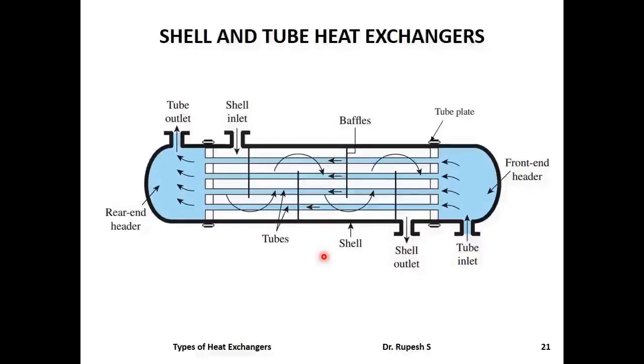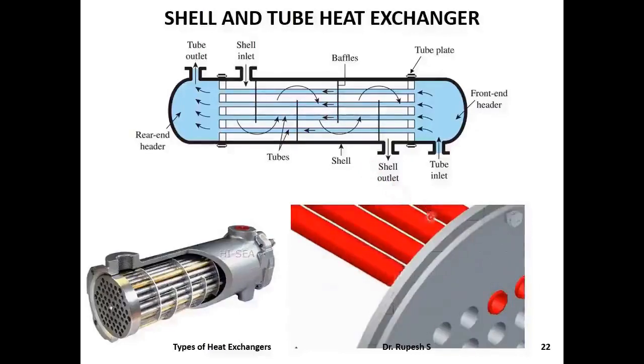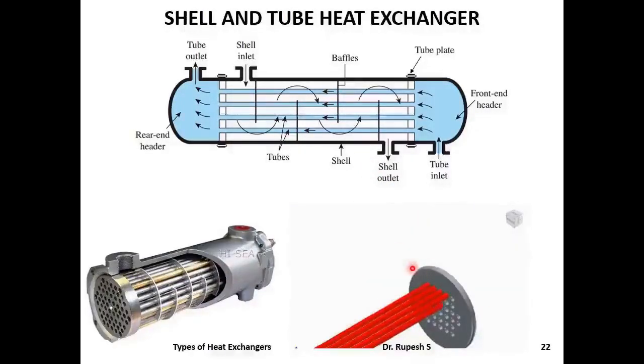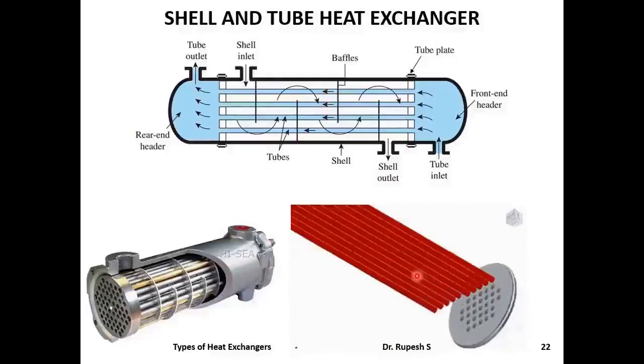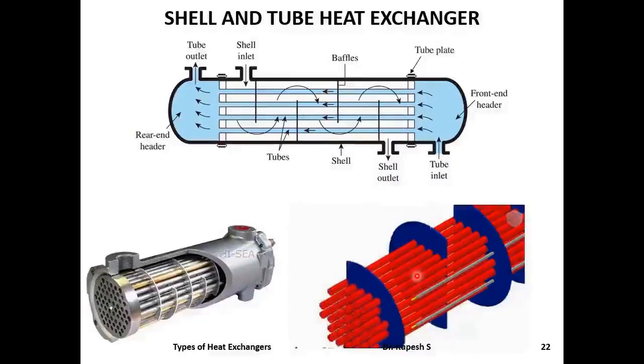Shell and tube heat exchanger is a common type of heat exchanger in industrial applications. It consists of a bundle of parallel tubes enclosed in a large shell. Main parts of the heat exchanger are a shell, bundle of parallel tubes, tube inlet and tube outlet for tube fluid, shell inlet and shell outlet for shell fluid, baffles, headers on both ends, and tube plate. Tubes in the heat exchanger are secured at the end to a plate known as tube plate.